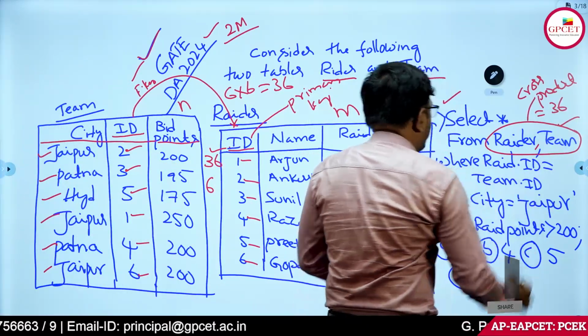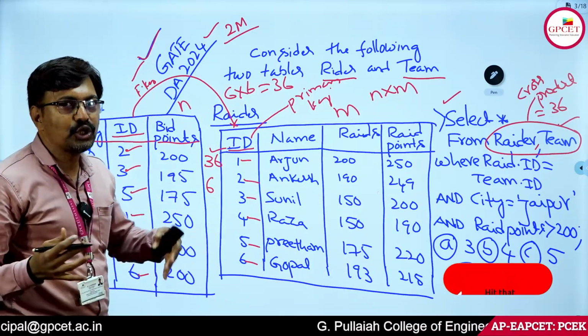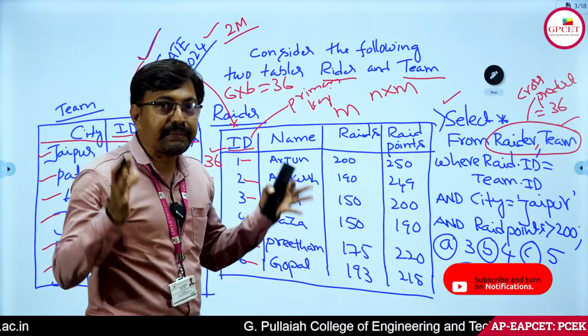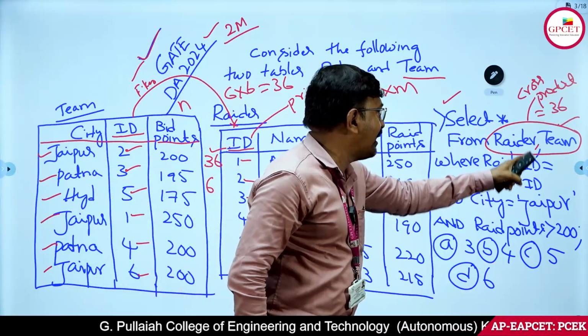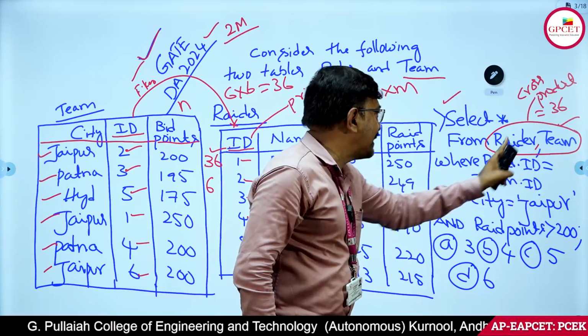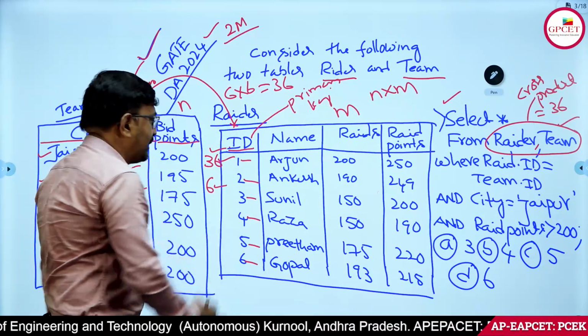Whereas in the where condition, rider.id equal to team.id, what is the join operation? Cross product plus some condition. The cross product output is 36, but based on the cross product plus condition, the output is 6 tuples. First one is 36, second one is 6 tuples.